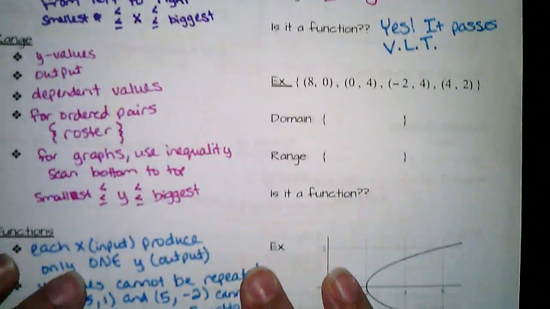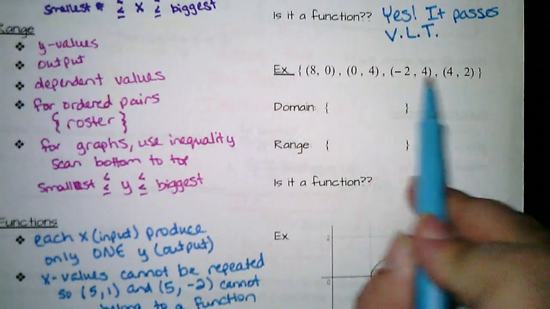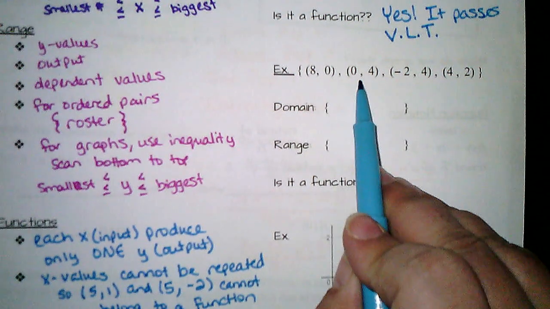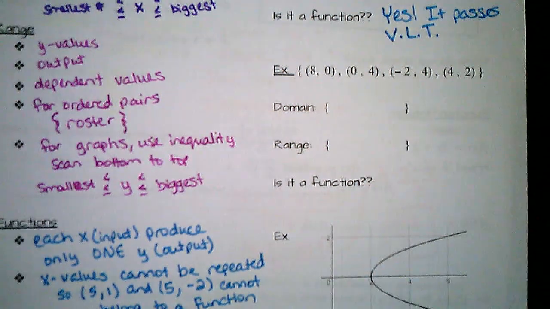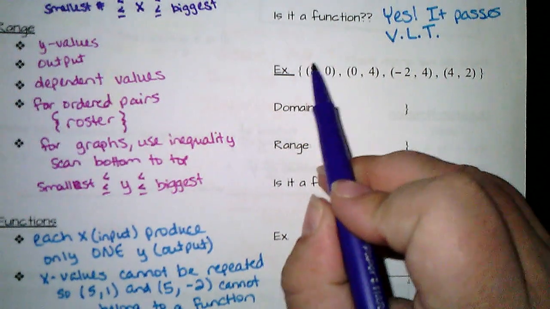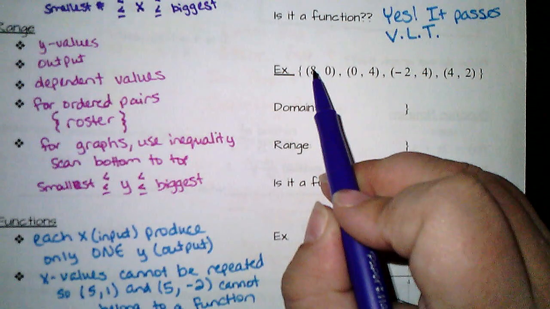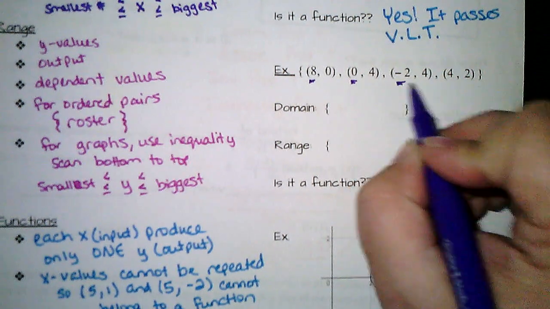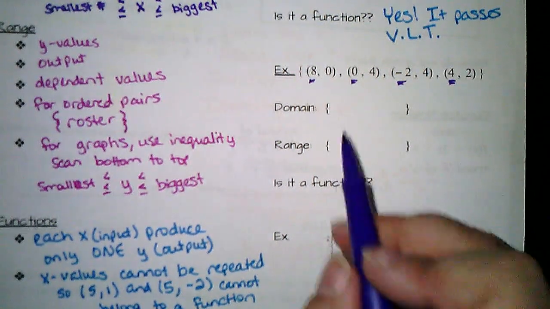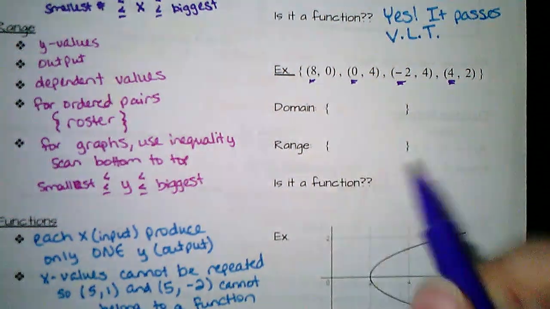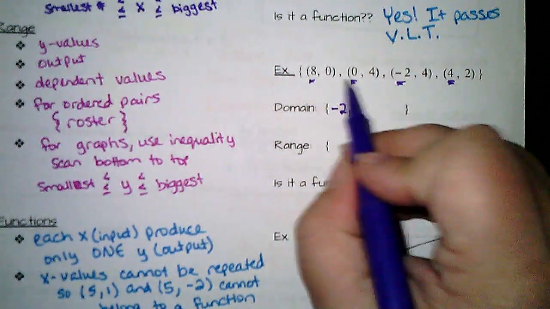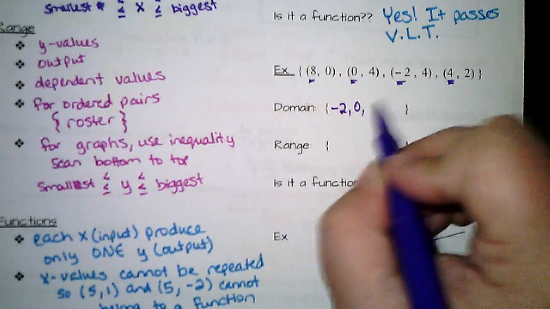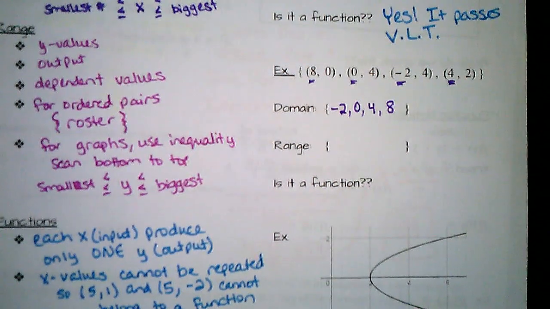Next one, on this next one, instead of having a graph, I've got some ordered pairs listed here in roster notation. So it's 8, 0, 0, 4, negative 2, 4, and 4, 2. First thing I need to do is domain. So domain for this one, if the ordered pair is 8, 0, which one of these exists in the domain? Well, the 8 does. 8's in the domain here, 0, negative 2, and 4. So the domain is just the x values. So let's figure out which one is the smallest. So negative 2, then 0, then 4, and then 8. I listed them from smallest to largest, but I only use the x values.